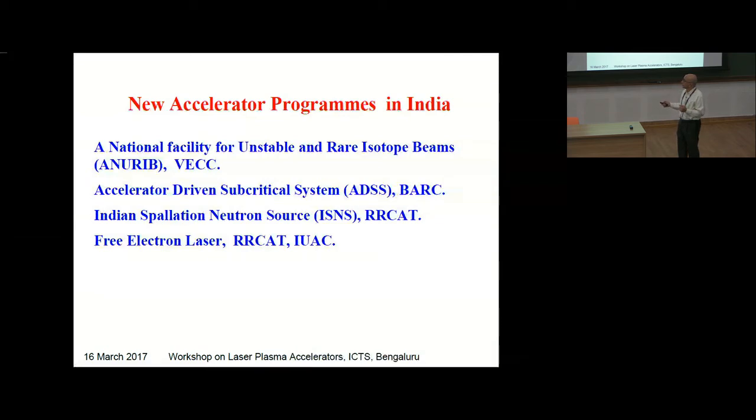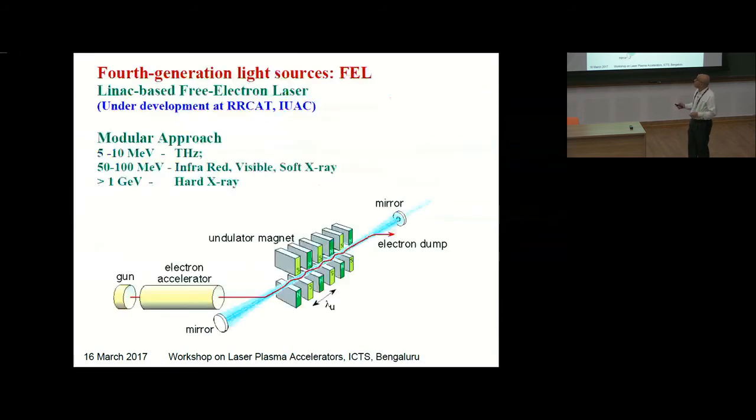The other program is at RRCAT, the Indian National Spallation Neutron Source, and then there are free electron laser programs at RRCAT and IUAC. So the free electron laser, you probably have already heard about. If you have not, this is basically an electron accelerator, goes through an undulator magnet, and it generates radiation, which you take out. Now, this has the advantage that you can have a modular approach: suppose you accelerate electrons to 5 to 10 MeV, you can use them to generate terahertz radiation with the 10 to 12 hertz or so, which can be used for different types of experiments.